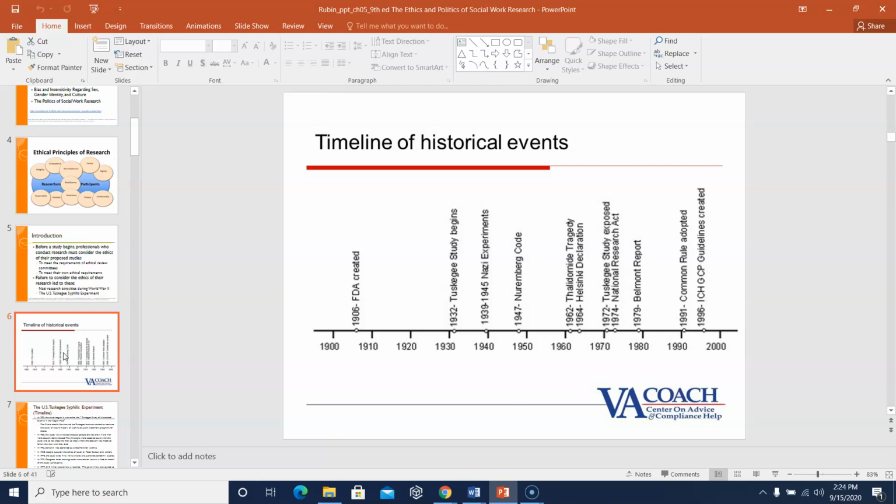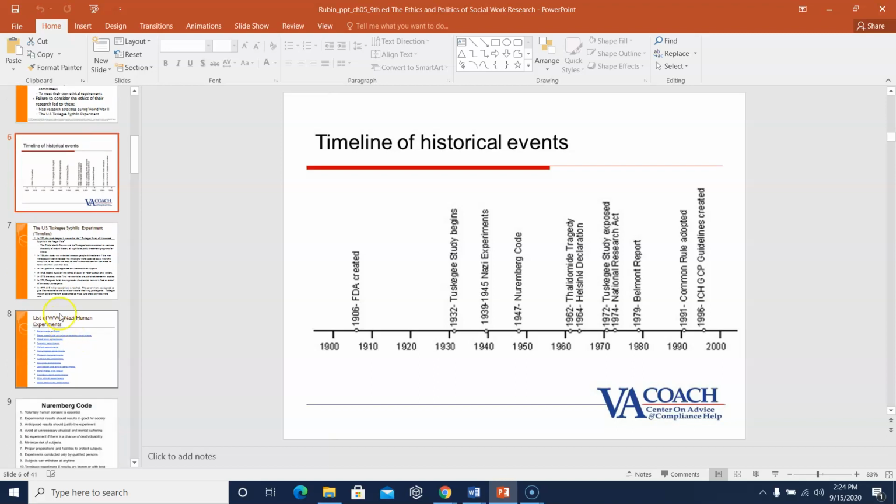Then the other most important thing here, not that the other events were not important, is the Belmont Report, which was here in the U.S. in the 1970s. In this timeline it's listed as 1979, and thanks to that, one of the things that happened was the creation of IRBs, the institutional review boards that we'll talk about a little later, to prevent problematic or unethical things from happening.